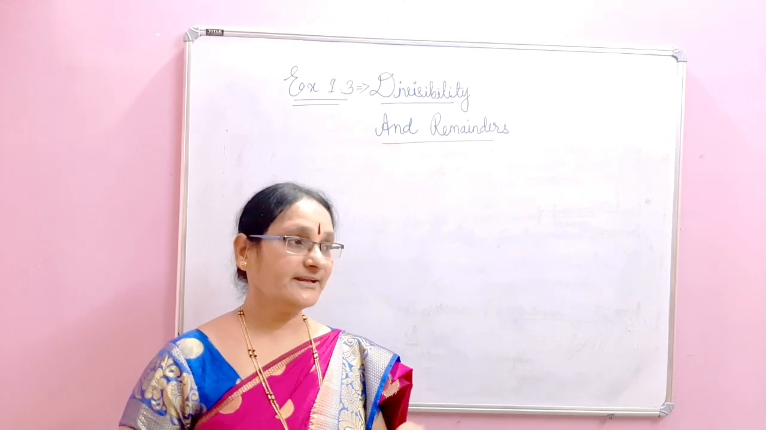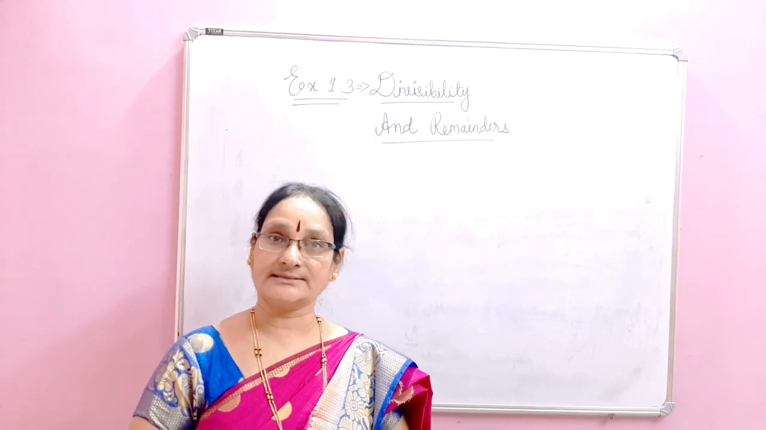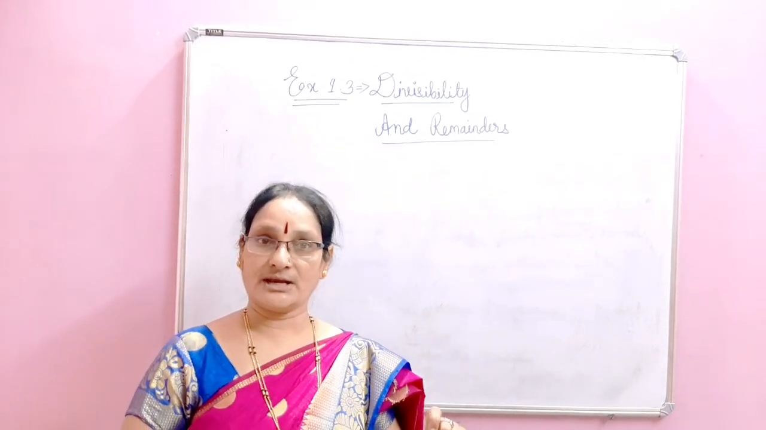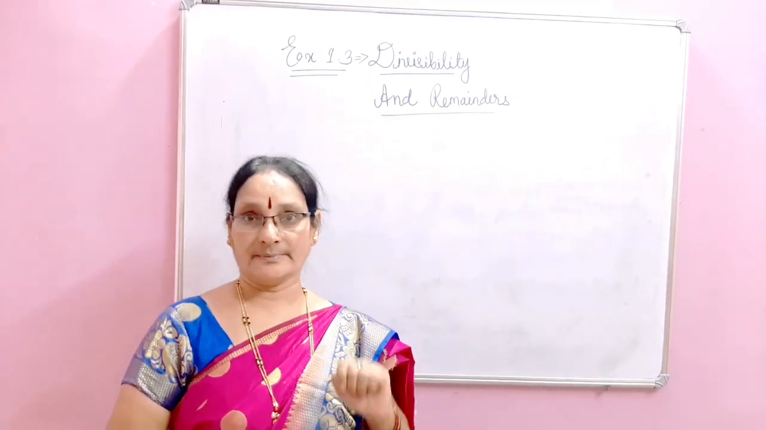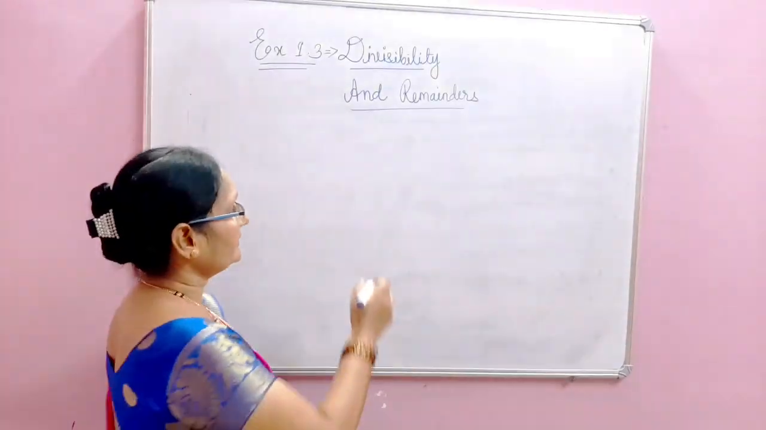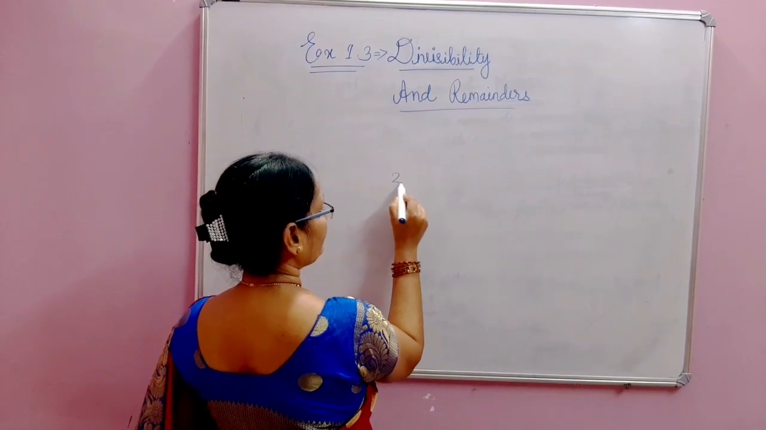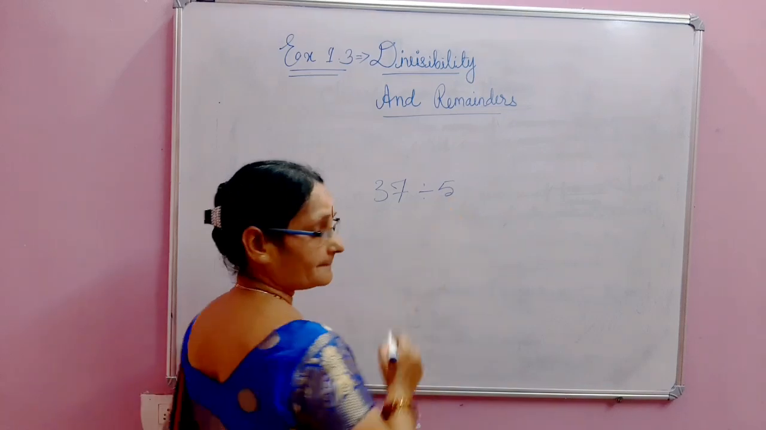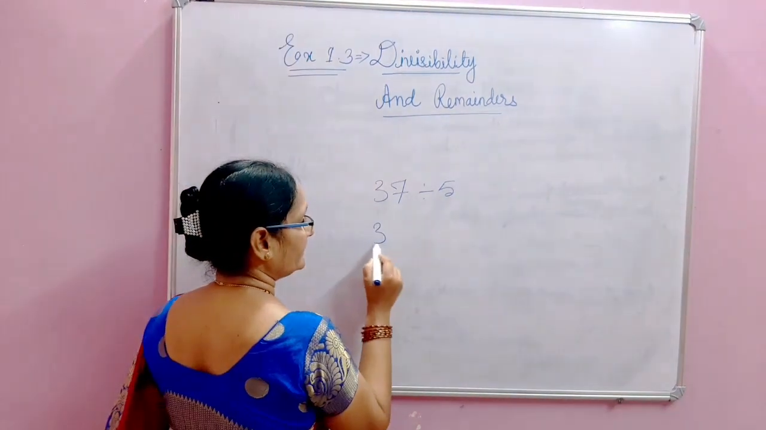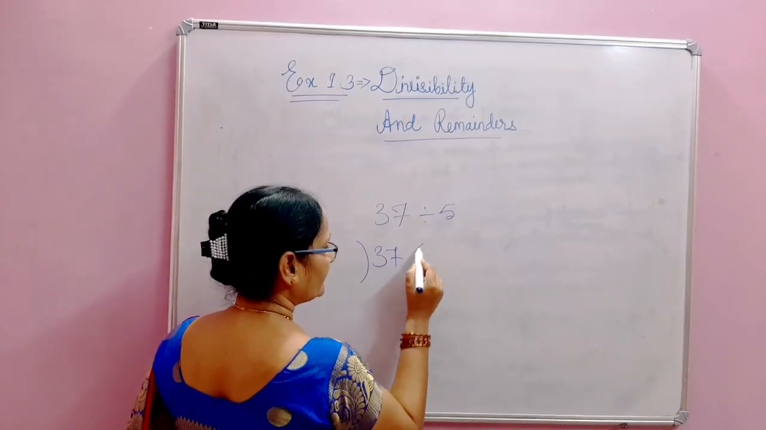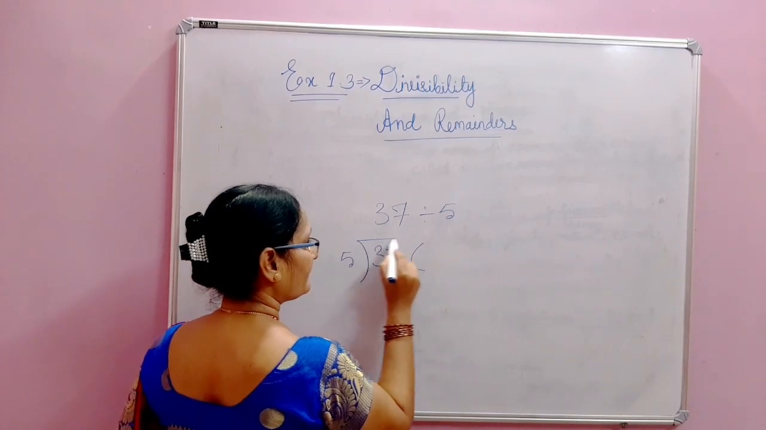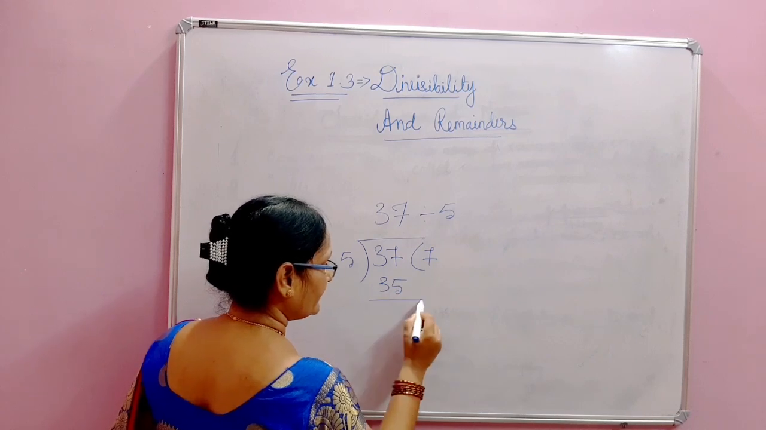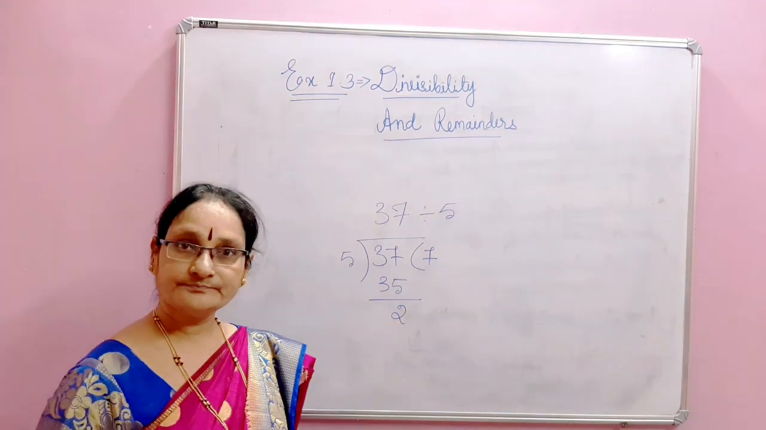In the previous, smaller classes, you might have learnt how to divide a natural number by a natural number. For example, 37 divided by 5. Now I will do it. 37 divided by 5: 5 sevens are 35. And here the remainder is 2.